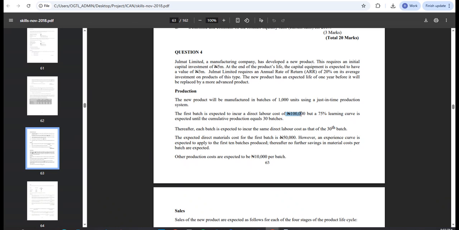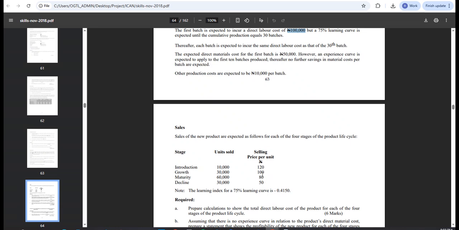Yes, sir. So our A has been given to us as 100,000. Our B has been given to us as minus 0.145415, right? Is that not B?